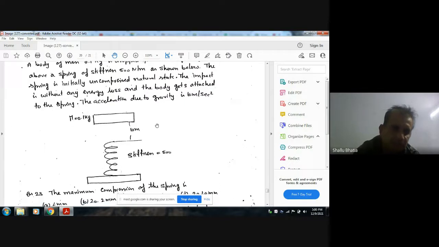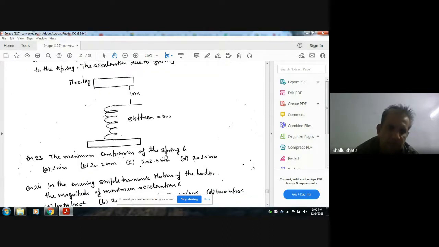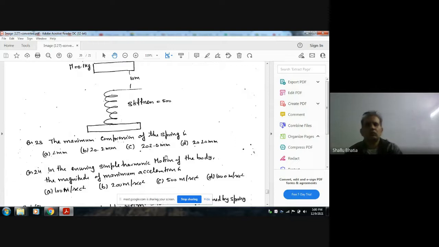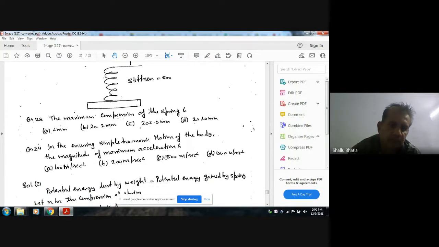This is the spring, and this is the mass m, 0.1 kg. This is the height, 10 meters, and the stiffness of the spring is 500. The maximum compression of the spring is: option A 2, option B 20.2, option C 202.2, 202.0, option D 2020 mm. Question 24: in the resulting simple harmonic motion of the body, the magnitude of the maximum acceleration is: A 100 meters per second squared, B 200, C 500, D 1000 meters per second squared.